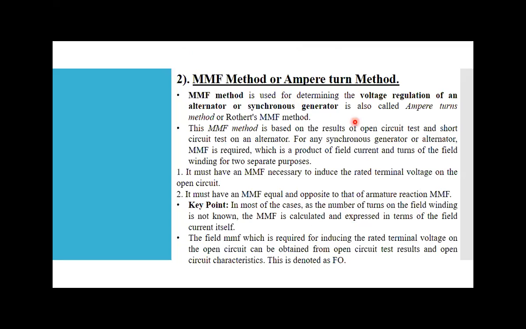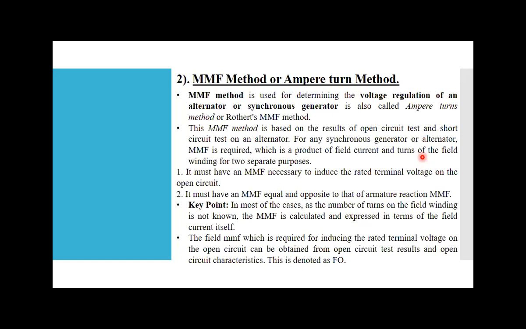What is the equation of MMF? Yes, it's Ni. MMF is equal to Ni, in which N is the number of turns of the field winding, and I is the current flowing through the field winding. So the unit of the MMF is ampere turn. As we are measuring the EMF in terms of voltage, we are measuring the MMF in terms of AT.